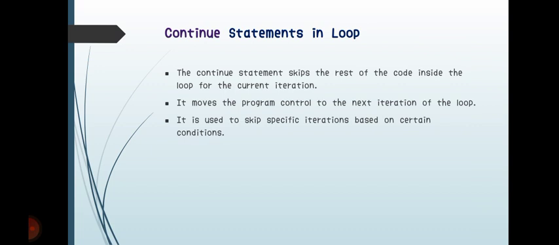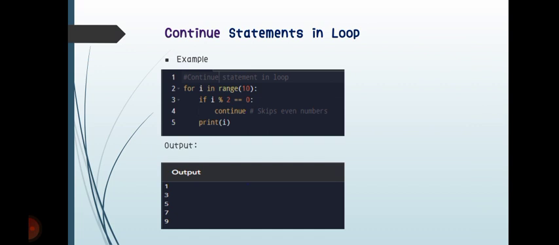Next, the continue statement in the loop. The continue statement skips the rest of the code inside the loop for the current iteration. It moves program control to the next iteration of the loop. It is used to skip a specific iteration based on a certain condition. As we know, continue is also a keyword in Python. So continue is used to skip the code, and if the condition becomes false, then it will continue to the further statements. Here is the example: for i in range(10), if i mod 2 is equal to 0, it has to continue, otherwise it has to print.